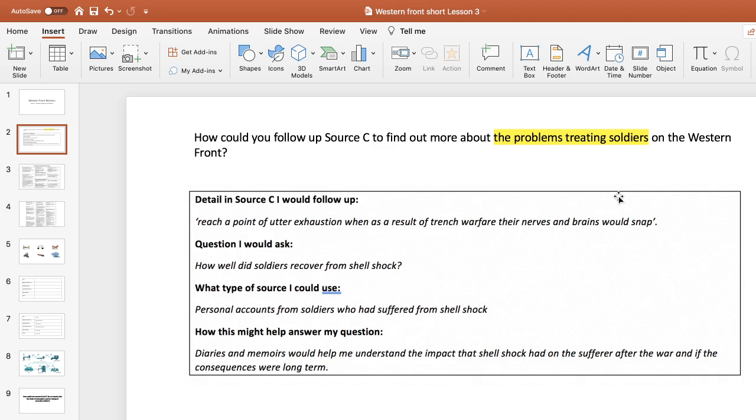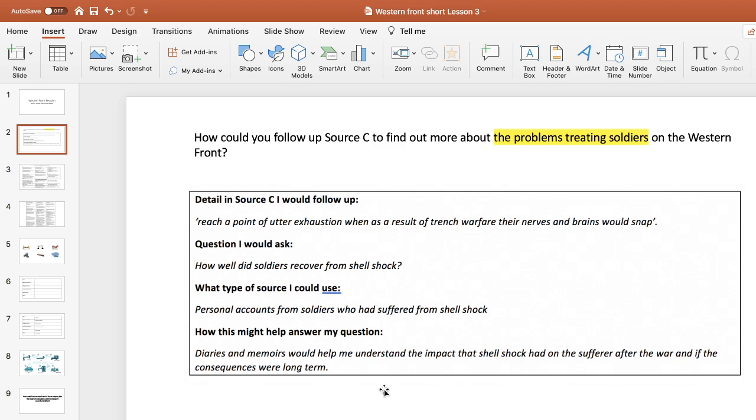If you were to pick out another quote that was about doctors seeing them as cowards, you might ask a question like, was this a typical response from the medical community or the RAMC on the Western Front? What type of source could you use? Nursing notes from a nurse who treated shell shock on the Western Front. How might this help? Because nursing notes hold notes of treatment and potential problems and talk about the short-term and long-term consequences with soldiers under their care. And that's how you'd answer that too. Another example of how you can answer it.